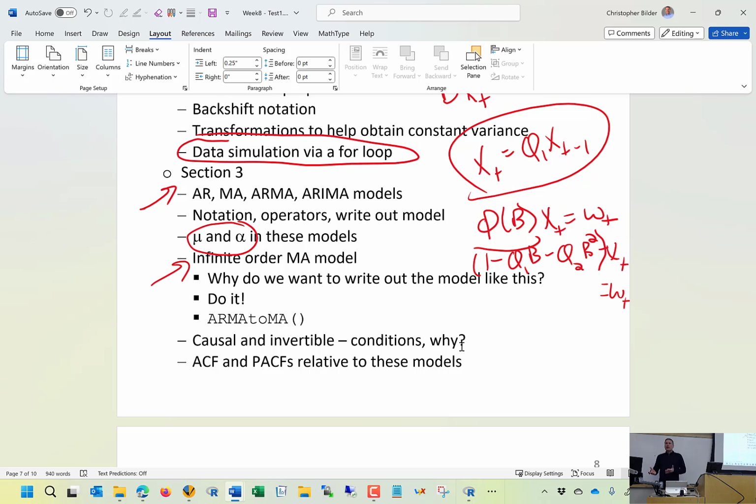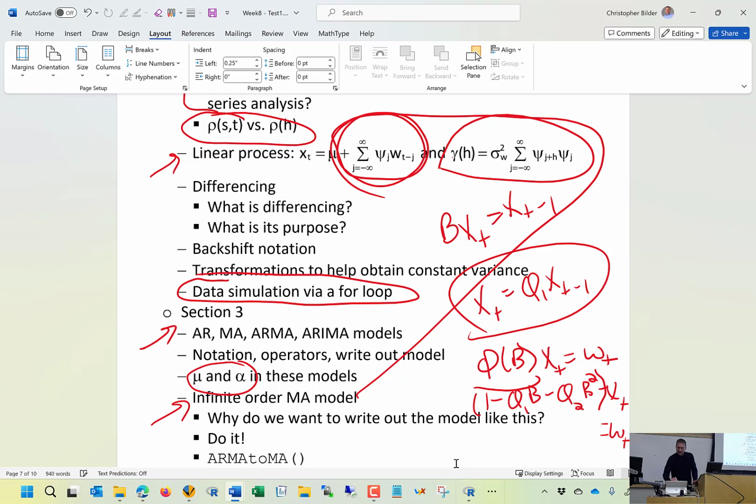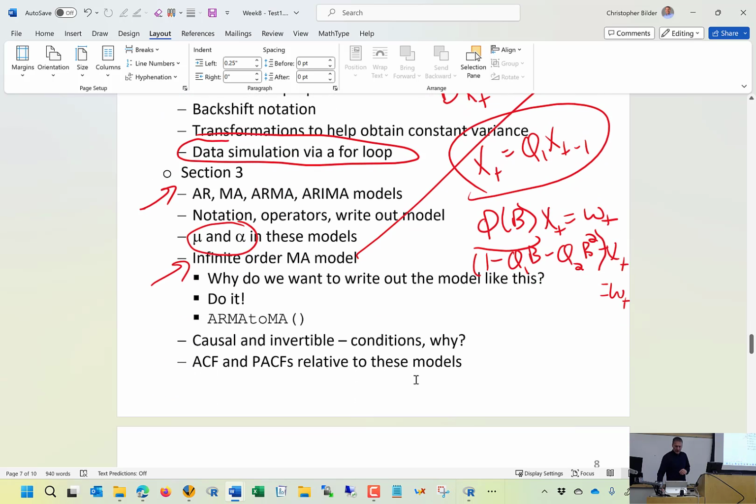We also looked at how often we like to be able to rewrite our model as an infinite order moving average model. What's one reason why? Well, that allows us, in a direct connection, to get an autocovariance function. Or you can keep on going through some of the derivations yourself to derive an autocovariance function, then the autocorrelation function as well, by writing everything out in terms of an infinite order moving average.